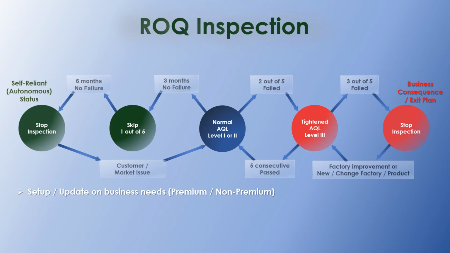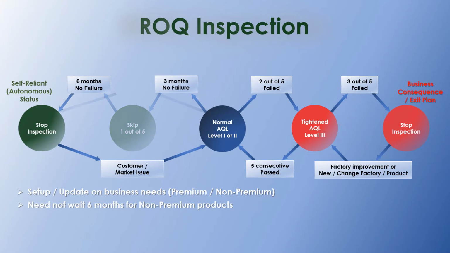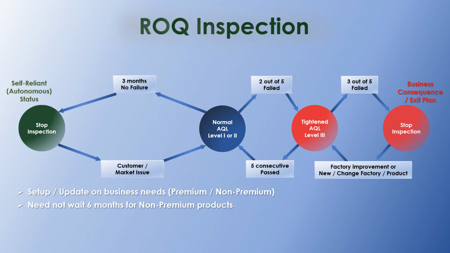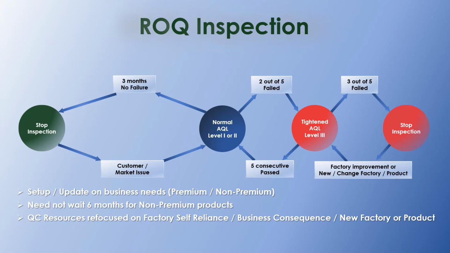With ROQ, the switching criteria can be set up and updated based on business needs. As an example, between premium and non-premium brands, must-win products, and so on. And you need not wait 6 months for non-premium products to move a supplier or product to self-reliant or autonomous status. The freed up QC resources or headcount can then be reassigned or refocused on other products or factories to drive self-reliance, or on new factories or products and factories under business consequence.